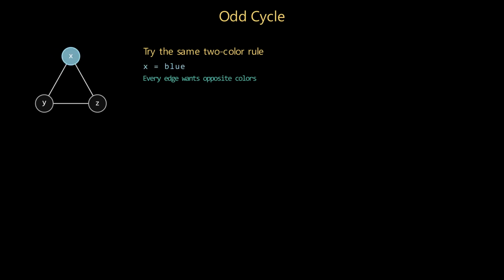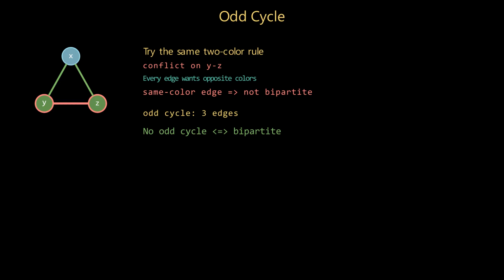Odd cycles are exactly where two coloring breaks. Start with a triangle, and color one node blue. Both neighbors of that blue node must be green, because every edge needs opposite colors. But the two green nodes are also connected to each other. That edge has the same color on both ends, so the coloring is impossible. This is why a graph is bipartite if and only if it has no odd cycle. A triangle is the smallest odd cycle.